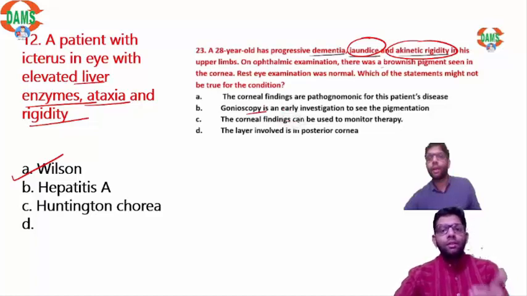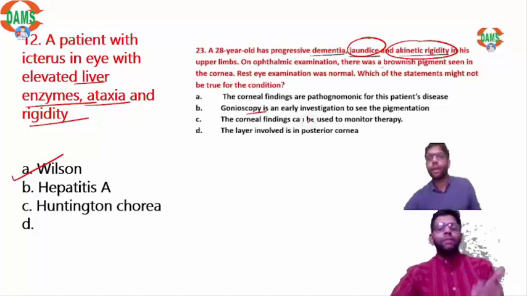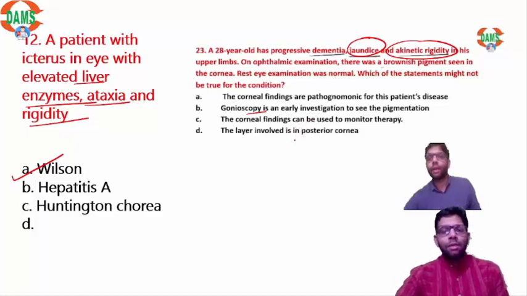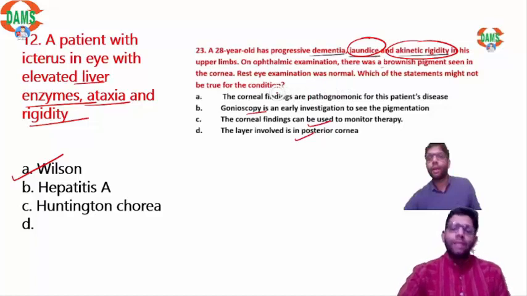Corneal findings can be used for monitoring therapy. Why? Because if you treat Wilson's with chelating agents like penicillamine, the Kayser-Fleischer ring reverses. So it's a good prognostic factor for treatment. And the layer involved is Descemet's membrane, that is there in the posterior cornea, but it is not pathognomonic for Wilson's because Kayser-Fleischer rings can be seen in other conditions as well, cirrhosis, chalcosis, intraocular copper.